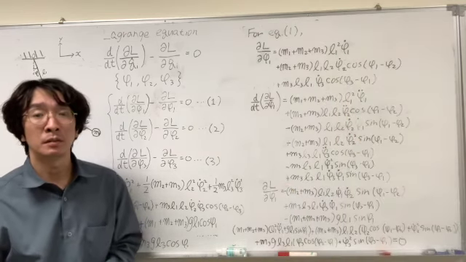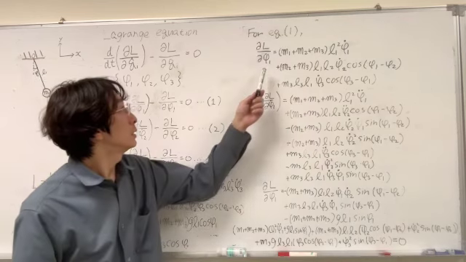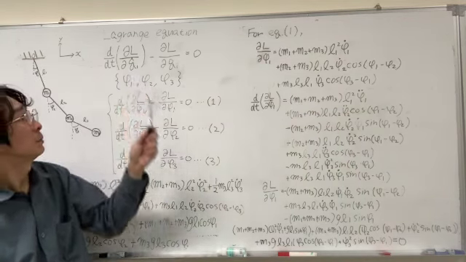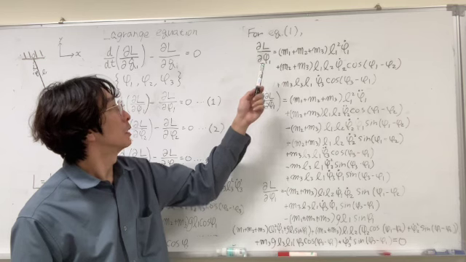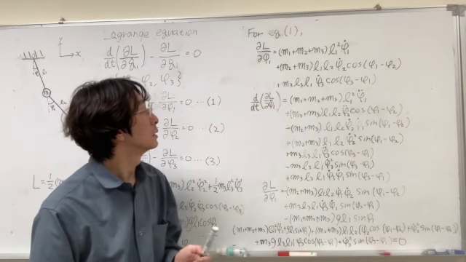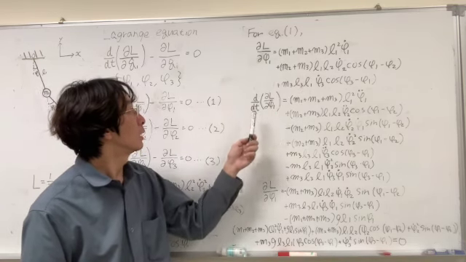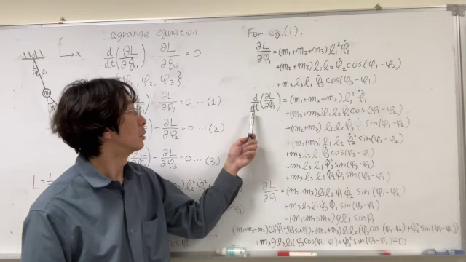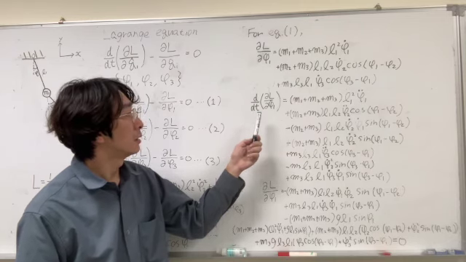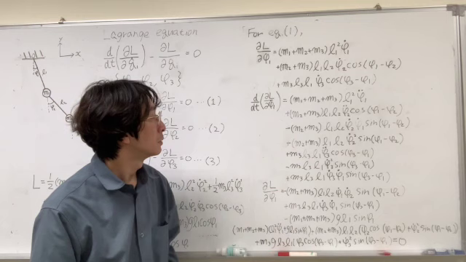Next step, we calculate the Lagrange equation. This term corresponds to this term, taking the Lagrangian. So we can calculate this term like this. Then we can calculate the differential with respect to t. Then we can get these equations.